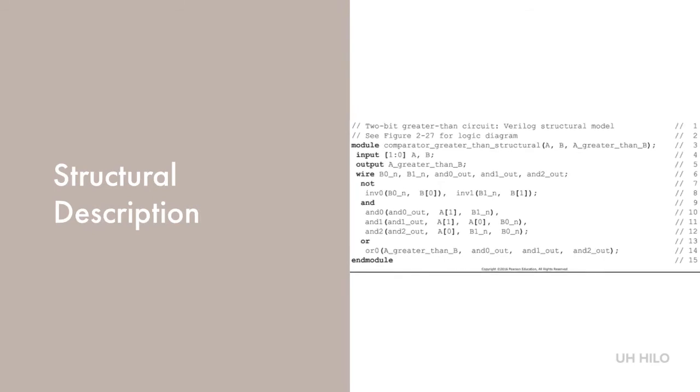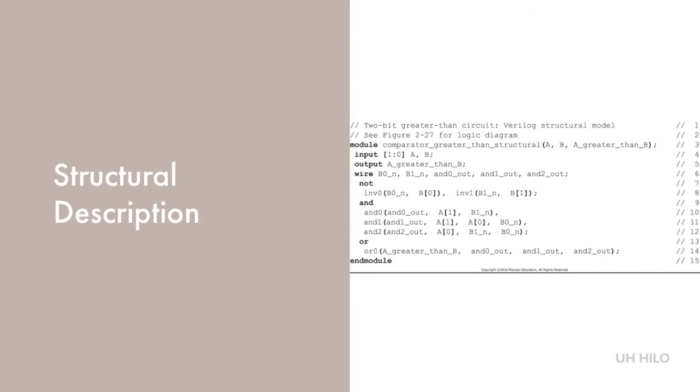Before we specify the gates, we need to name all the nets in the circuit. We've already taken care of the input and output, and we'll use wires for the internal nets. After the wires, we name the gates. Each instance consists of a gate name, and we enclose the outputs and inputs inside parentheses, with the output coming first in the list.